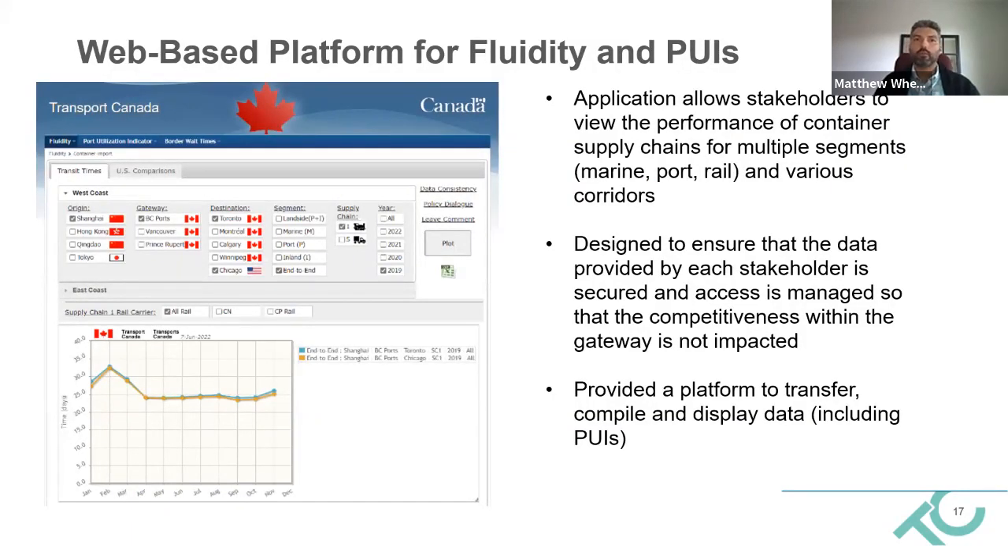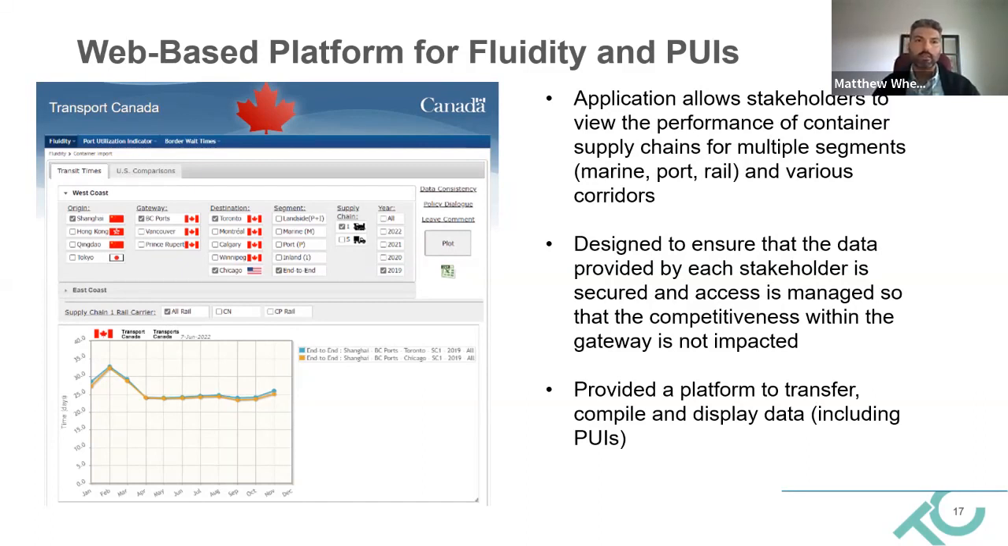One component that was part of the original project was the web-based platform. So it was one thing to collect and build those metrics. It's another thing to then disseminate it to the stakeholders. So in the mid 2010s, we developed a web-based platform for these fluidity metrics and the PUIs. And the dashboard was designed to basically ensure that data provided by each organization is secure and access is managed so that the competitiveness within the gateway is not impacted.